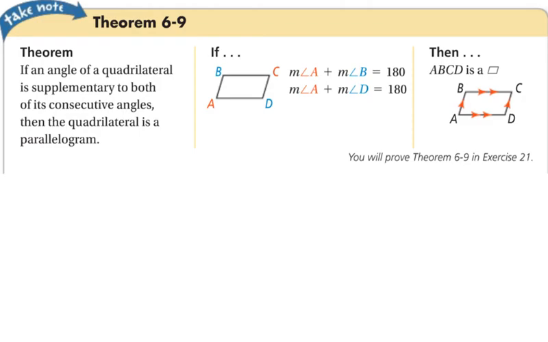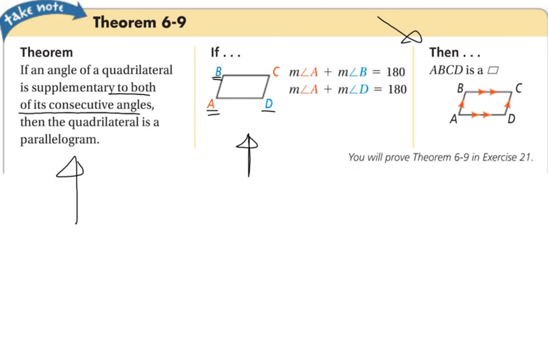So let's take this down. If an angle of a quadrilateral is supplementary to both of its consecutive angles, right? So consecutive angle to A is D. A consecutive angle to A is also B, right? These are consecutive, and these are consecutive. Take this down in your notes if it's not already there. Take down the diagrams as well. They have to be there. Put your player on pause if you need to, and hit play to resume.